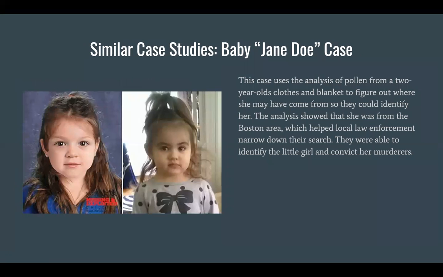Another case in which the forensic technique is used was in the baby Jane Doe case in Boston. A 2-year-old's body was discovered on Deer Island, and using pollen analysis, they were able to identify that she was from the Boston area. After learning this information, they were able to narrow their search and identify the little girl as Bella Bond.